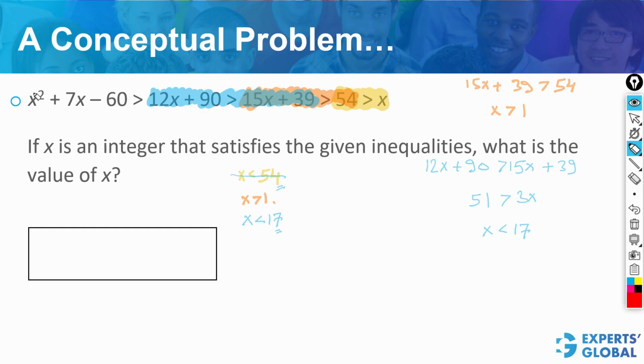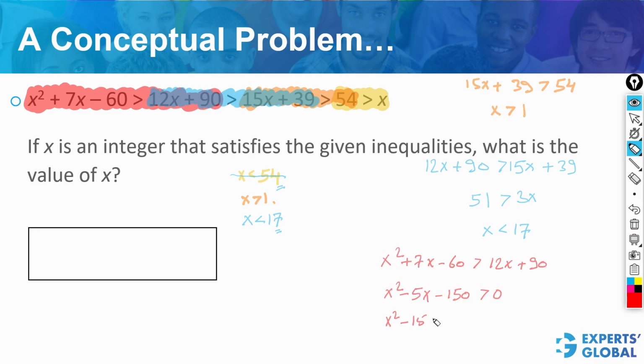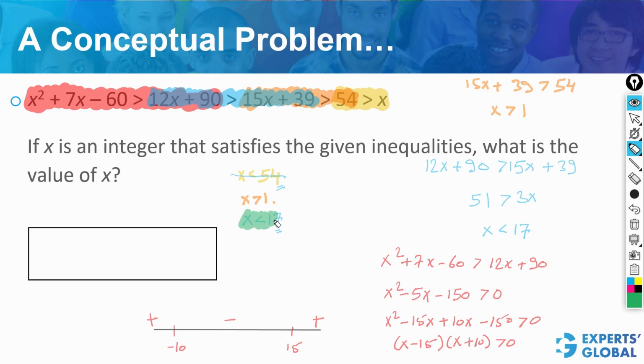Now let's look at this last condition here. To factorize, we must break minus 5x into minus 15x and plus 10x, and then it factorizes into (x minus 15) times (x plus 10). And since this value is positive on the number line, we get the nodes at minus 10 and positive 15, and these are the values. Now please notice that x has to be less than 17 but greater than 1.